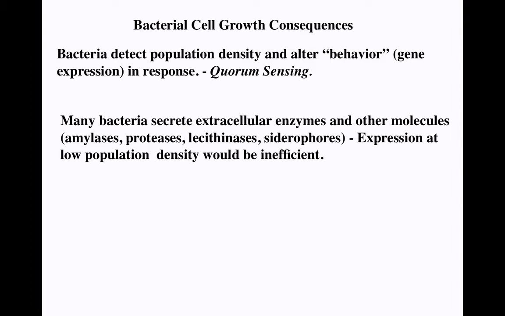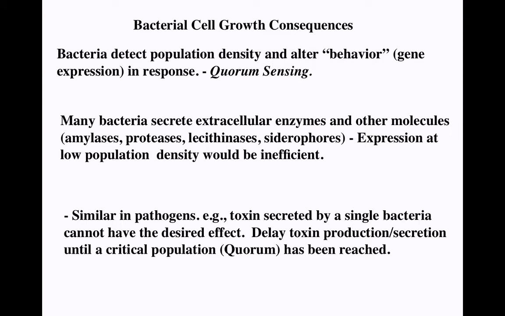So that's why I say this is an example evolutionarily of multicellularity. This is an example of a population of cells that you think of as being individual cells actually behaving as if they are a single organism or a single organ within an organism. So these are processes that would be very inefficient at low density. It's the same thing for pathogenic organisms. So this is another reason why it's important to understand quorum sensing.